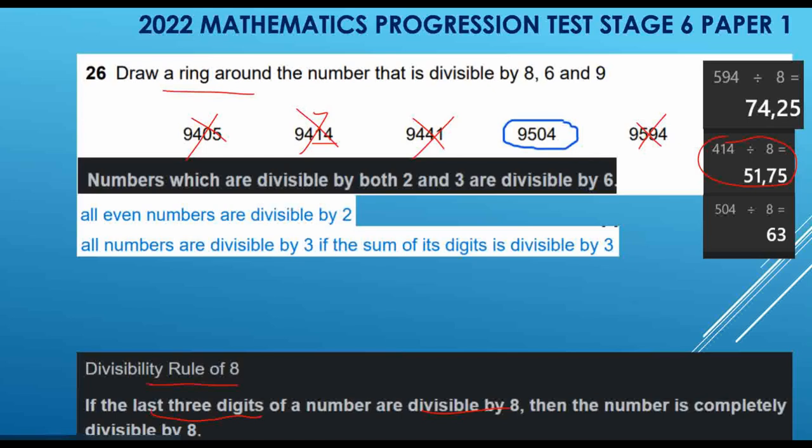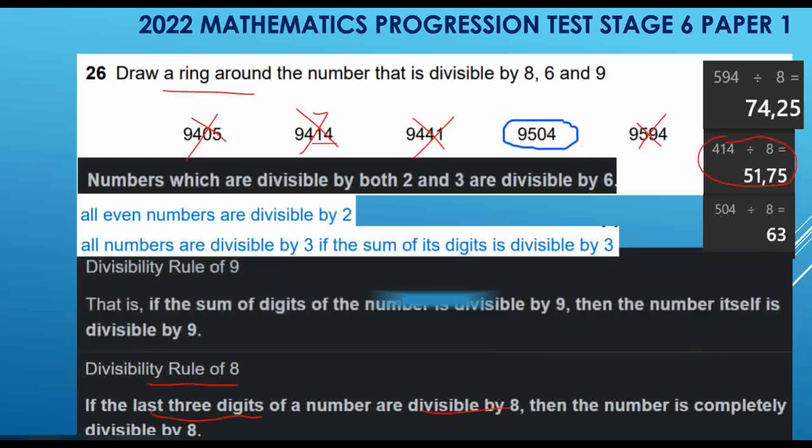9504. And the last, to be divisible by 9, the sum of the digits of that number must be divisible by 9. So if we add 9 plus 5 plus 0 plus 4, altogether it is 18. 18 is divisible by 9. So this is the correct answer.